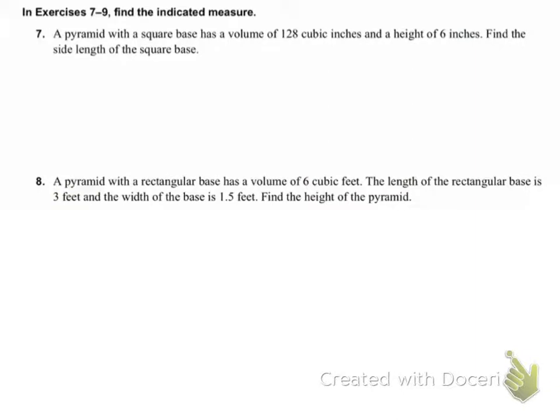Question number 7. You have to find the indicated measure here. So let's see what's given in this case. Pyramid with a square base. Base is square and has a volume of this and height 6 inches. Find the side length of the square base. So it means the base is square. This thing you have to keep in mind. What is the base? And volume is given.